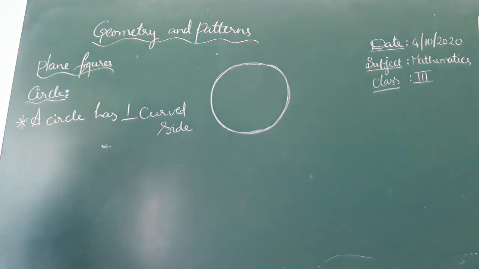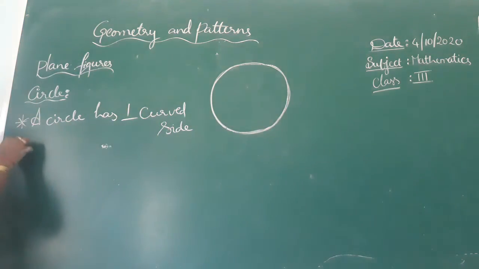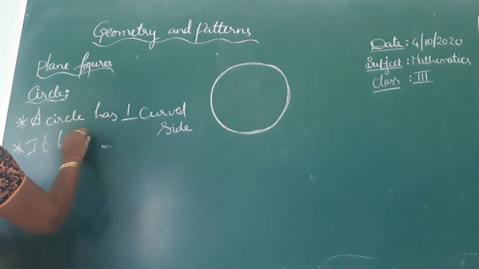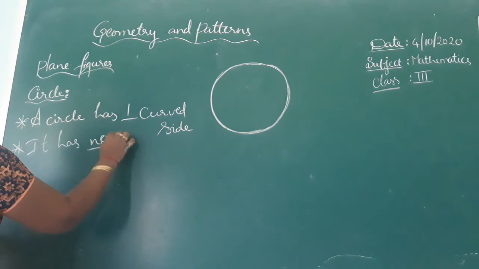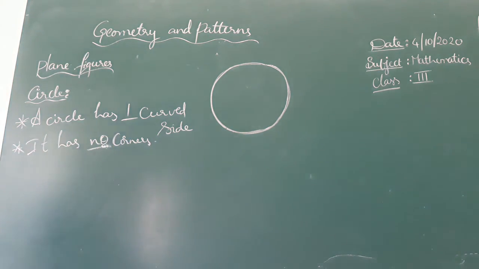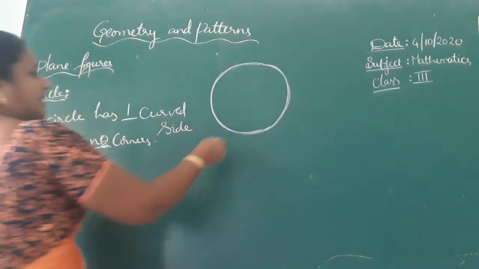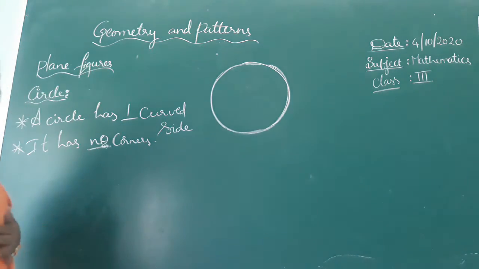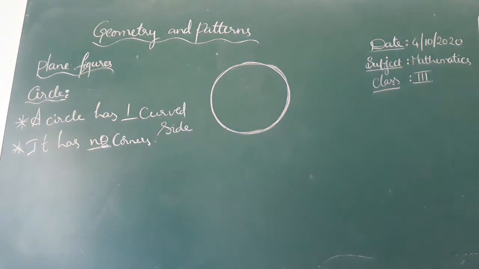Okay. Next, secondly, a circle has no corners. Are there any corners for a circle, Amma? No corners. A circle has only one curved side. We cannot find any type of corners for the circle. It has no corners.